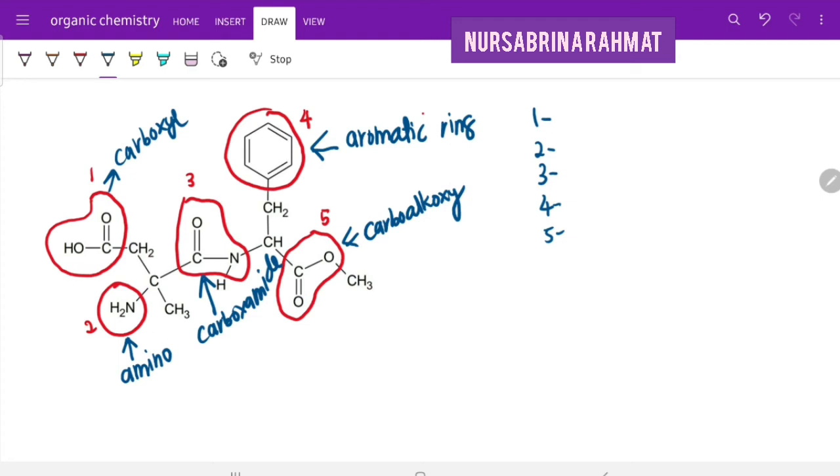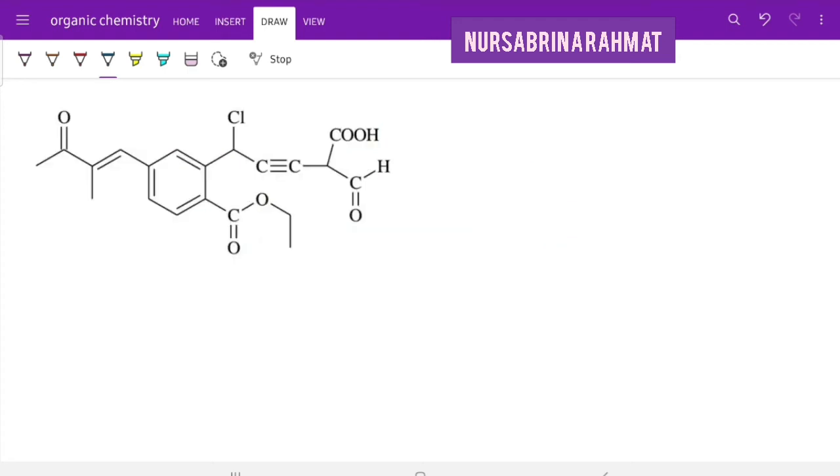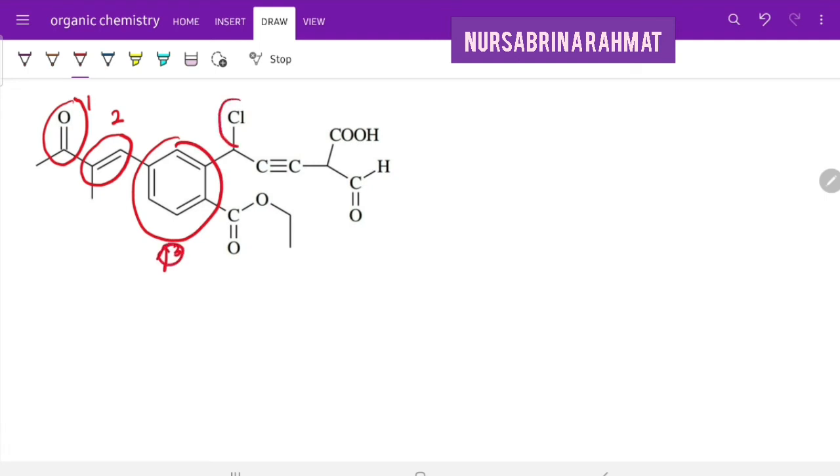Okay, so let's move on to the third question. So the first one we have here, C double bond O. And then we have the second one, C double bond C, the double bond, carbon-carbon double bond. And then we have here a benzene ring. So this is the third one. And then we have here halogen, number 4. Fifth is C triple bond C, so this is number 5.